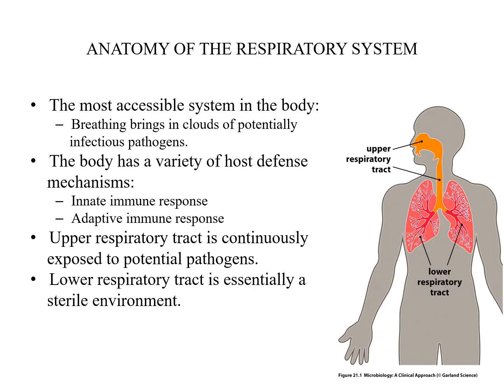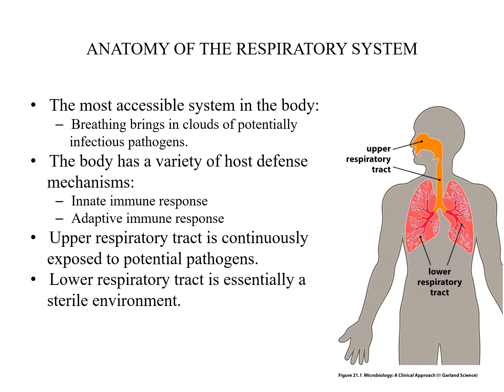The most accessible system in the body is the respiratory system because we breathe directly into the lungs, and this could bring potential infectious pathogens within the air that we breathe. But the body has a variety of host defense mechanisms to defend against the pathogens which might be present in the air. So we have the innate immune response and the adaptive immune response: innate immunity, or non-specific immunity, and adaptive immunity, or specific immunity.